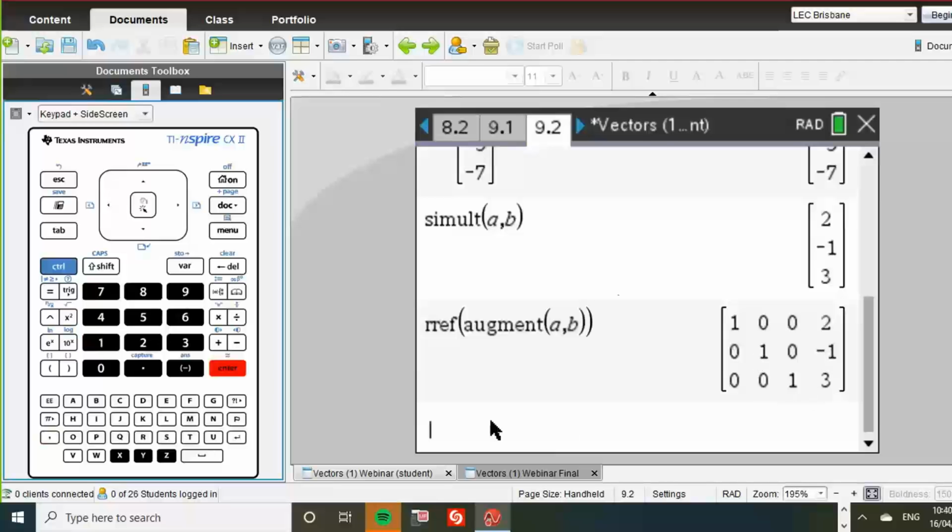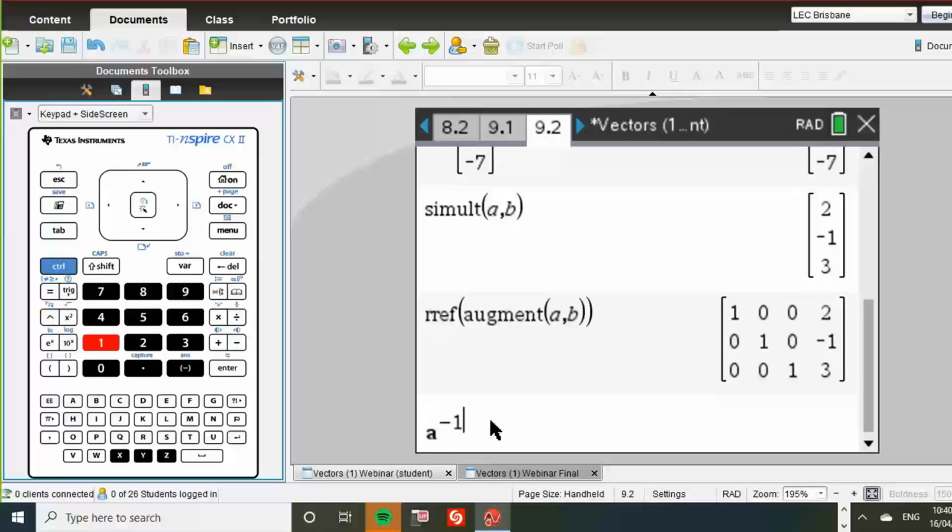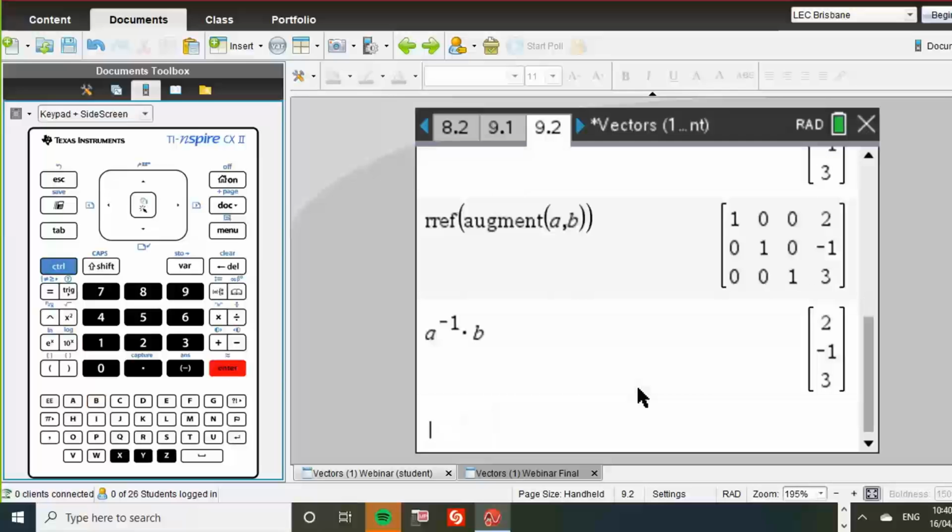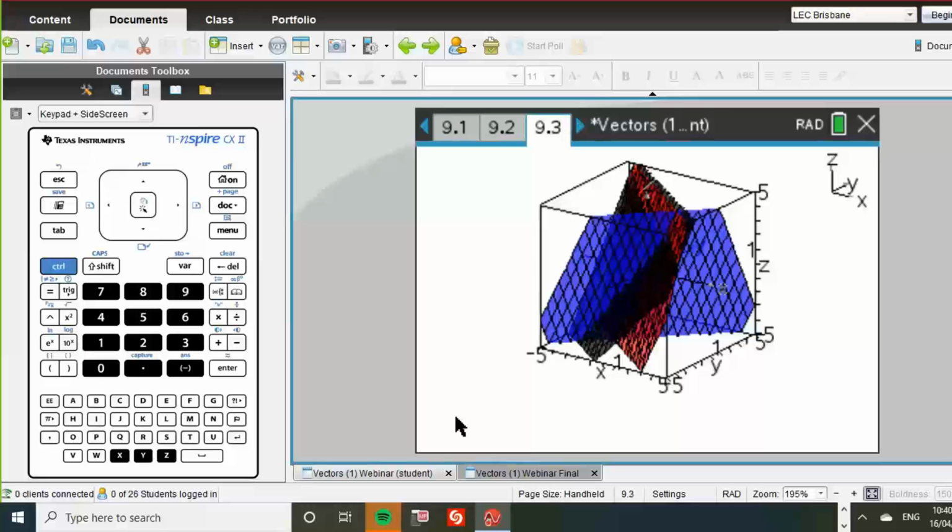And the other approach is using inverse matrix considerations. You can say that it's A to the power of -1 times B. If you've got a matrix equation AX equals B, then X equals A to the -1 times B, using pre-multiplication of the inverse, and you get that result as well. So Nspire is rich in ways in which you can solve systems of equations. That is a visual representation. Those three planes meet at a point.